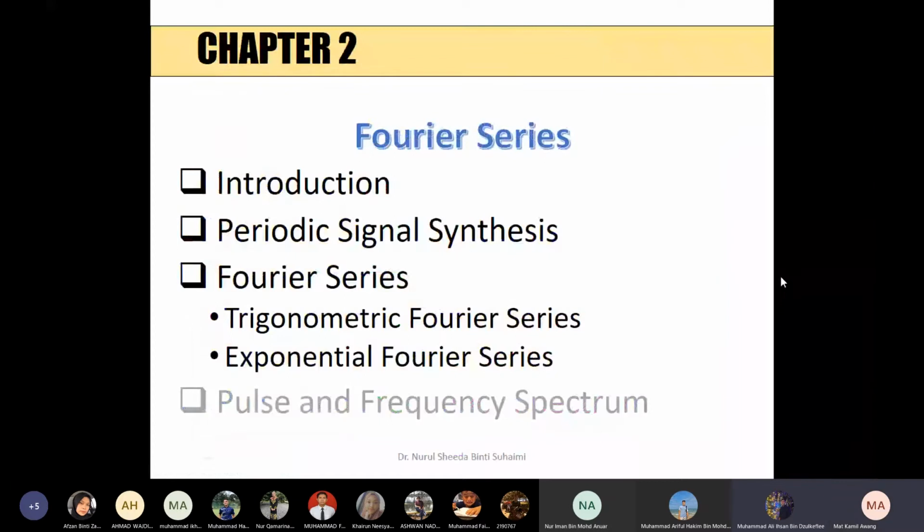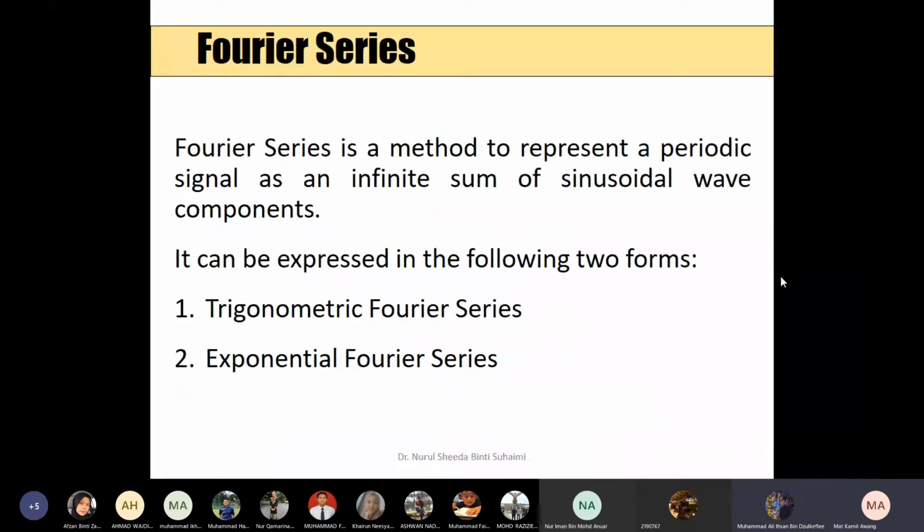So that is the idea of periodic signal. From there, then we have a series. Fourier series is a method to represent a periodic signal as an infinite sum of sinusoidal wave components. So it can be expressed in the following 2 terms: trigonometric Fourier series and exponential Fourier series. We use trigonometric Fourier series basically that you express the Fourier series in the form of sine and cosine.